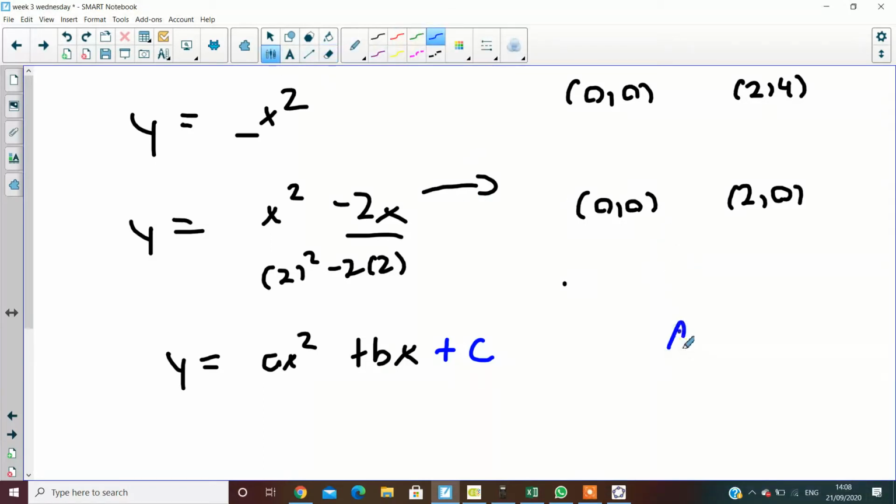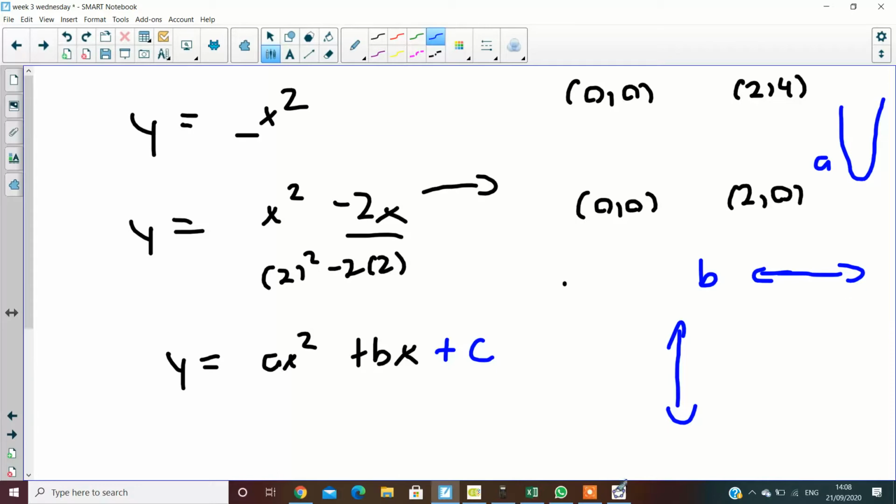The c value controls your up and down. The b value controls your left and right. And your a value controls the sharpness of your curve. Does that make sense? A controls the sharpness of your curve. B value causes you to go left and right. C value brings you up and down.